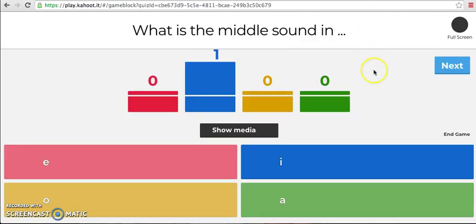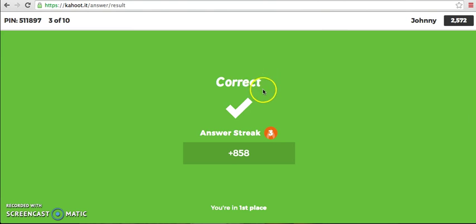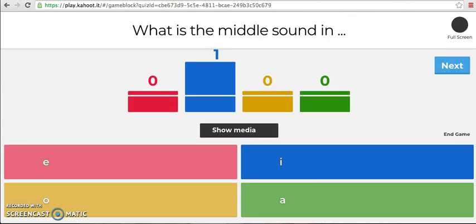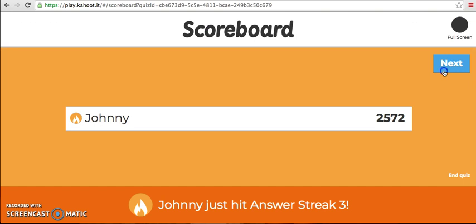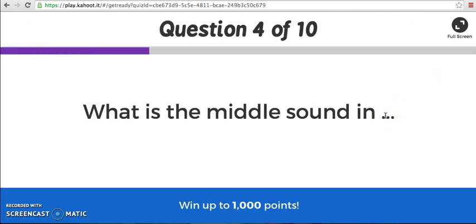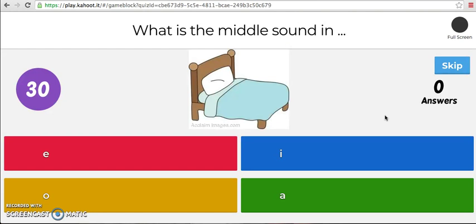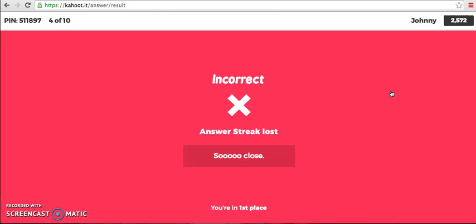Okay, so then the next one I'm going to show you, I'm going to select the incorrect answer just so you can see, instead of that green check page, what happens when they select the wrong answer. So what is the middle sound in bed? If they were to think it was I, it would see that he selected the incorrect answer. So this is a way, I think, to give students instant feedback.